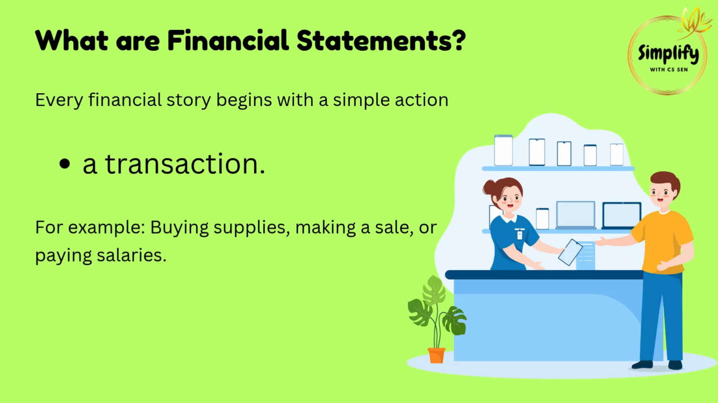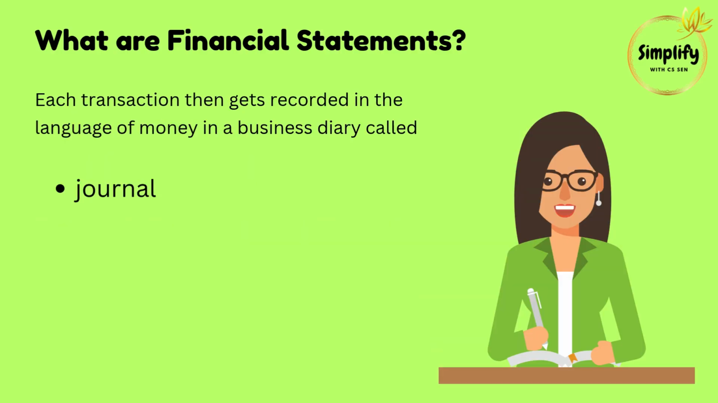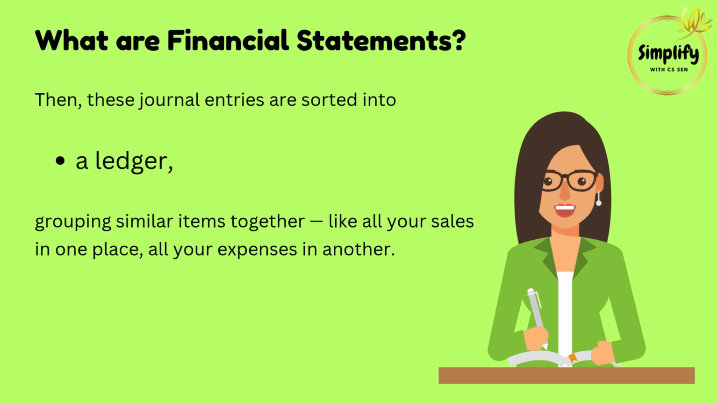Every financial story begins with a simple action, a transaction. For example, buying supplies, making a sale, or paying salaries. Each transaction then gets recorded in the language of money in a business diary called a journal. Then, these journal entries are sorted into a ledger, grouping similar items together, like all your sales in one place, all your expenses in another.